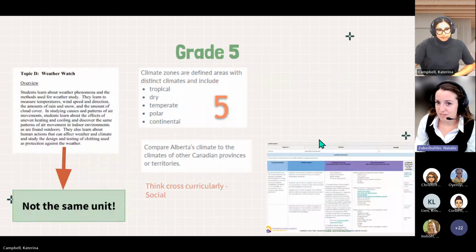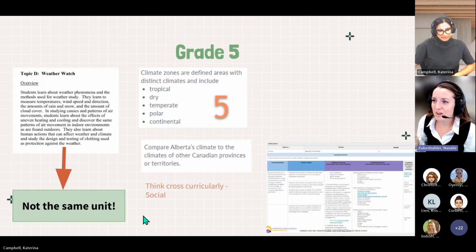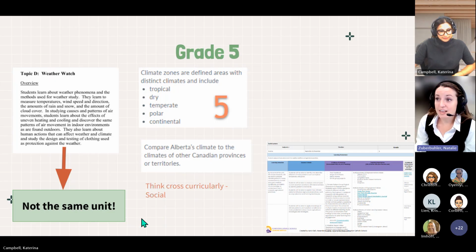In grade 5, I love that Kat put this in for us. You're going to look at it, you're going to say, oh, climate and weather, and we're building all the anemometers, and we're talking thermometers, and we're taking weather data. That's awesome. And we're so excited that some of it feels familiar, but it is not the same unit as Topic D Weather Watch that you may be used to.